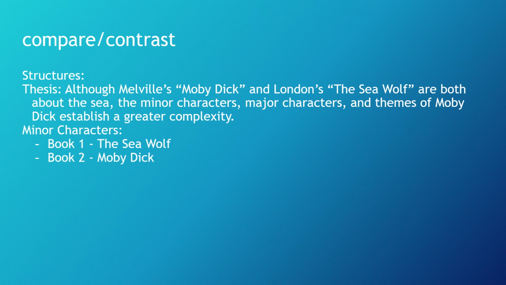So here's an example. Melville's Moby Dick and London's Seawolf. They're both about the sea. London, however, is considered a writer from the realism period, whereas Melville is considered much more of a romantic author. So as a result, even though they're both about the sea, their minor characters, their major characters, and their themes are different, and the themes of Moby Dick establish a greater complexity. If I'm doing it like subject by subject, I say the Seawolf, and then book 2 is Moby Dick. Major characters, the Seawolf, Moby Dick. Themes, the Seawolf, and then Moby Dick.